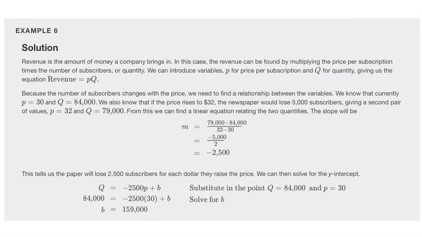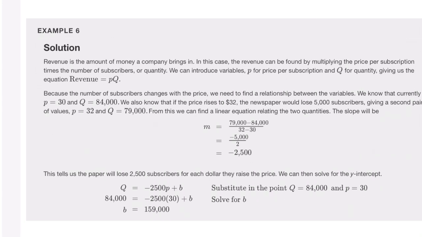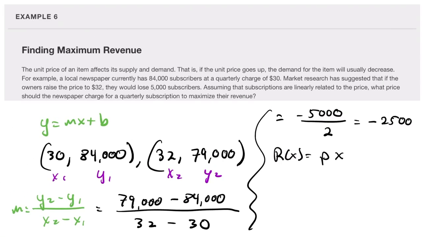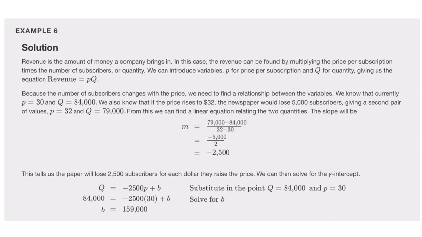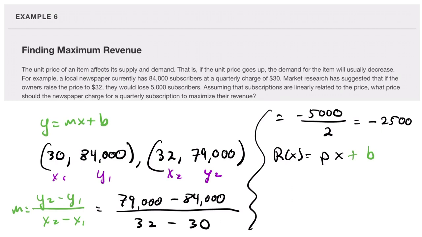Let me see. So we got that slope. That's fine. This tells us that the paper will lose 2,500 subscribers with each dollar they raise in the price. So we can solve for the y-intercept. y equals mx plus b. Okay, so the demand, so the revenue. I think the thing that we're missing here is plus b. Right? And I think that the slope is the negative 2,500. I mean, the number of subscribers, right?